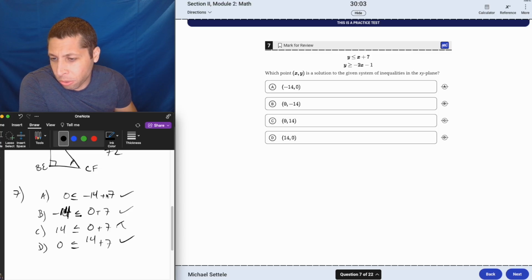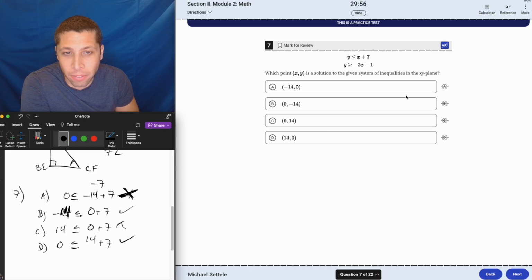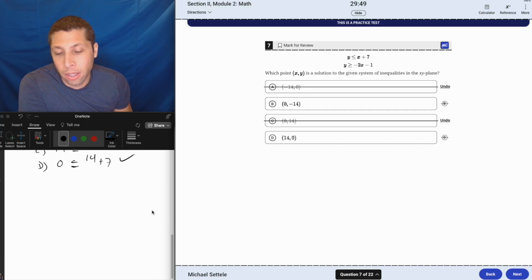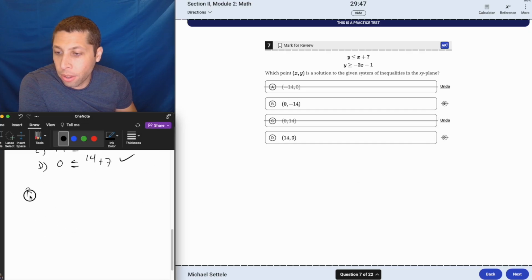Oh, wait, this first one's not true. 0 is less than negative 7. No, it's not. I was going to say, there's got to be 2 that get thrown out here. Negative 14 plus 7. 0 is less than negative 7. No, it is not. So A and C are gone. Let's do B and D now with the other equation. So negative 14 is greater than or equal to negative 1. No, it's not. D, 0 is greater than or equal to negative 28 minus 1. Check.